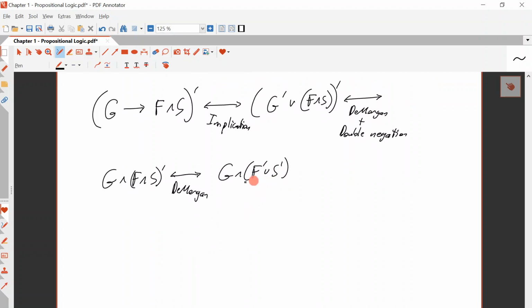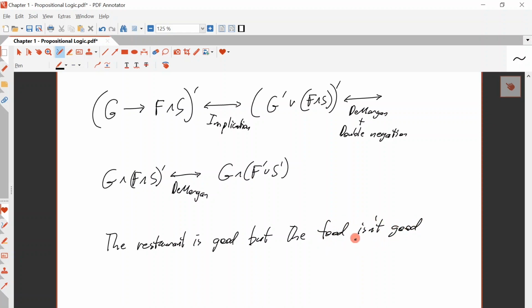Right, so now we can say it in English. You could use distribution if you want, but you don't have to. Translate this back into English. The restaurant is good, but, which is conjunction, the food isn't good, or the service isn't good.